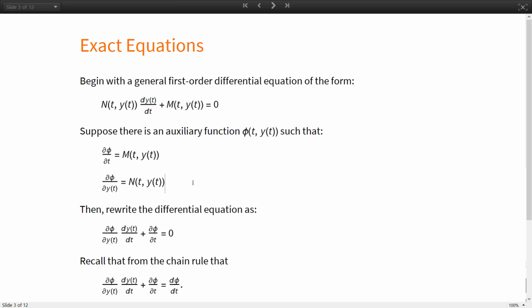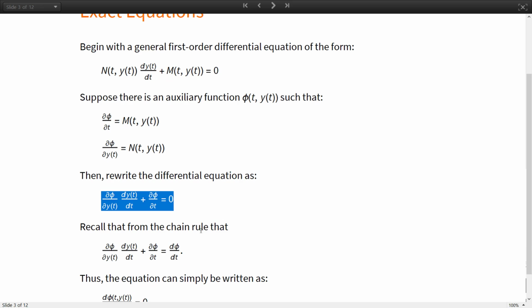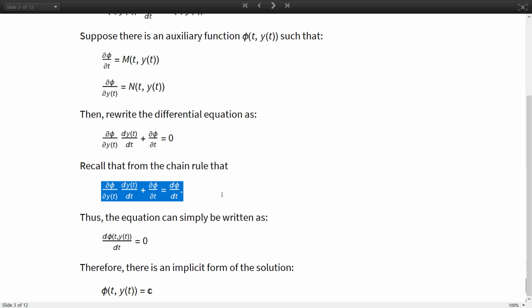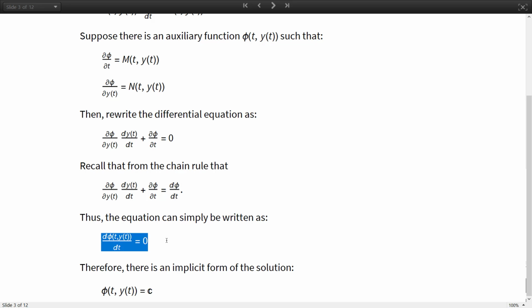Substituting these expressions for the M and N functions into the differential equation allows us to write the equation in this form. Recall the chain rule for the total derivative from calculus. Since the left-hand side of this chain rule equation is identical to the left-hand side of the differential equation, we can conclude that the total derivative of phi with respect to t must be equal to 0. Therefore, we can use integration to calculate the auxiliary function and show that it is equal to a constant.